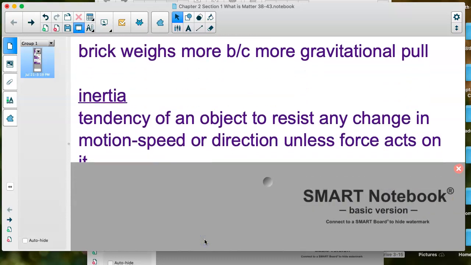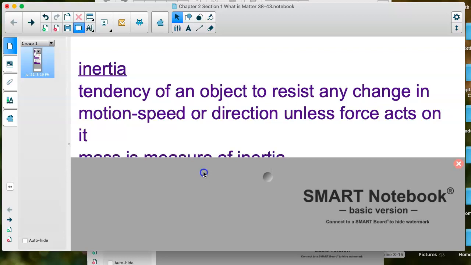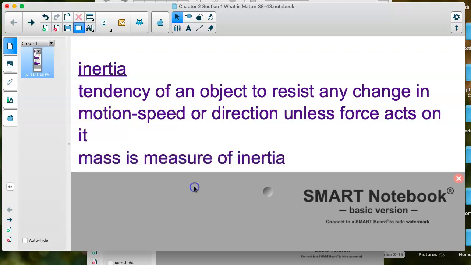And then we have to bring up inertia, right? That's the tendency of an object to resist any change in motion, speed, or direction, unless a force acts on it. Think about your iPad right in front of you, right? It's going to resist moving unless something moves it. You pick it up, a giant wind comes flying through your house and knocks it off the table, or somebody else comes and takes it, right? So it doesn't want to move unless a force acts on it.